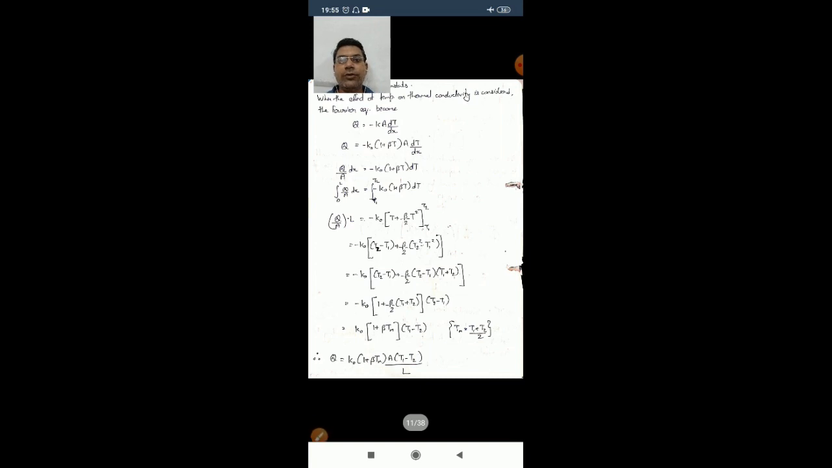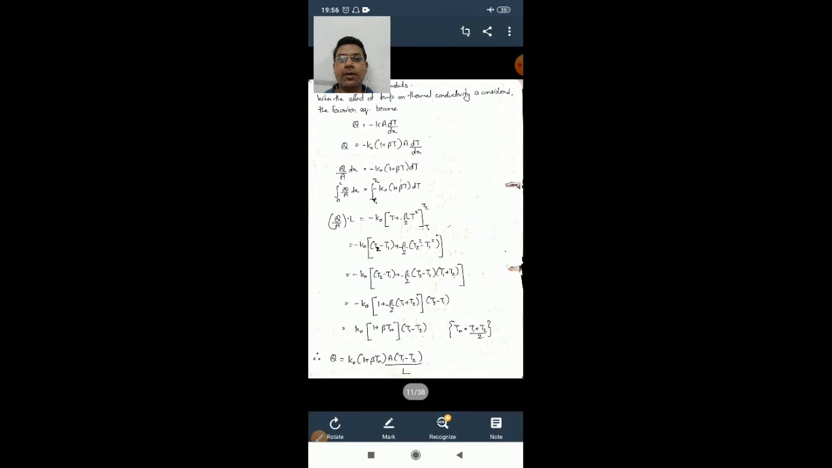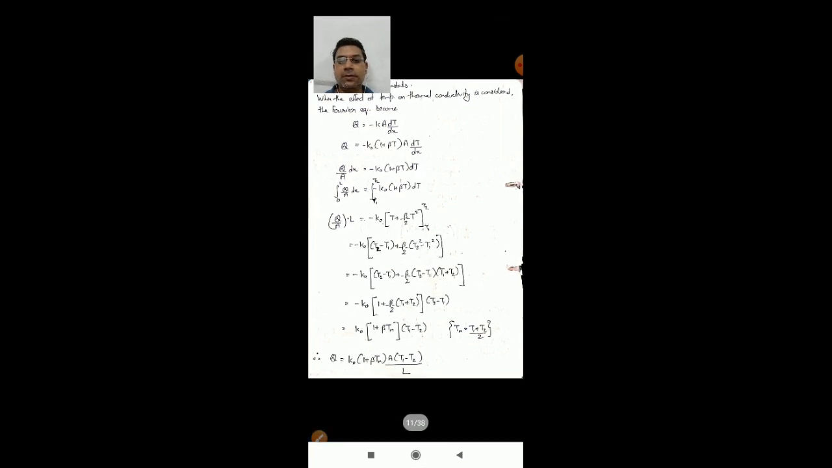So the Fourier equation is Q equals minus K A dT by dx. Now you must be familiar with this one. Putting the value of thermal conductivity, since it is dependent on temperature, the equation becomes this one, as you can see. Then K is equal to K naught (1 plus beta T).